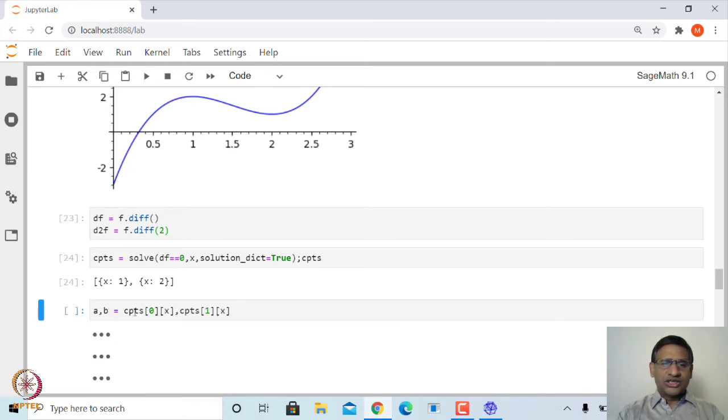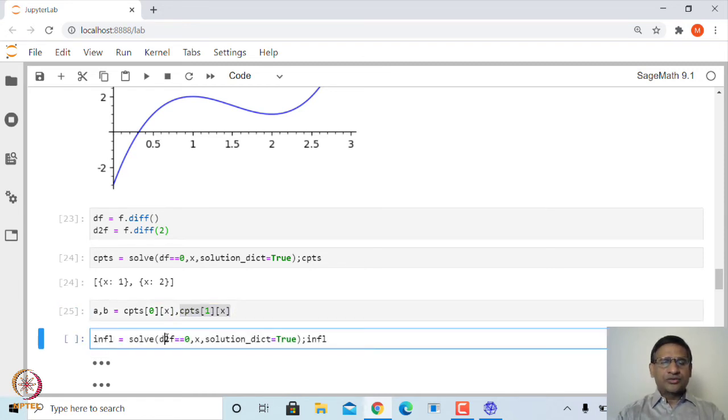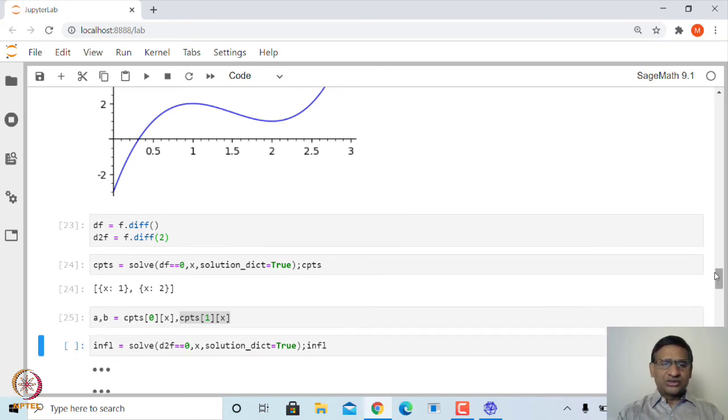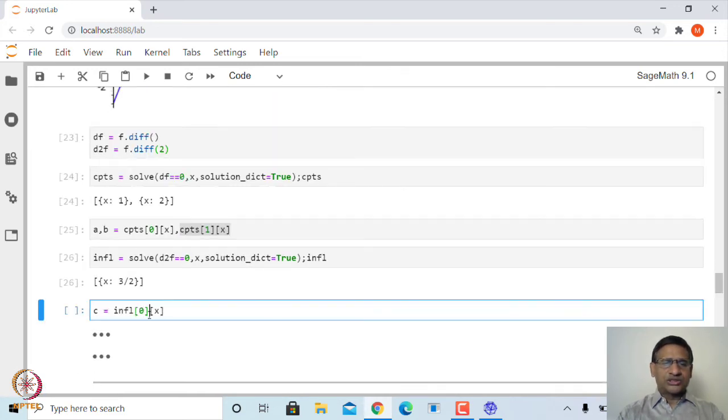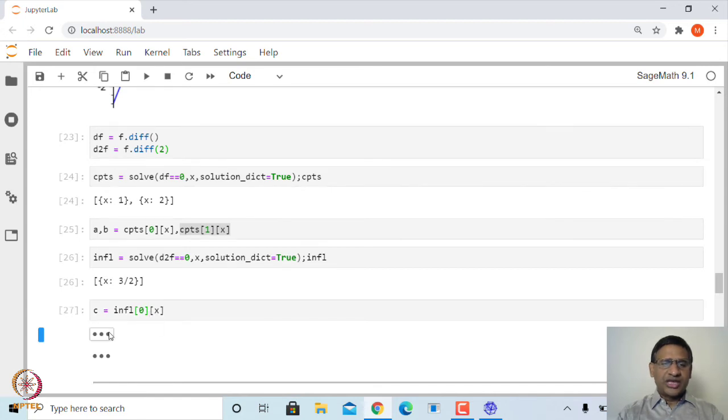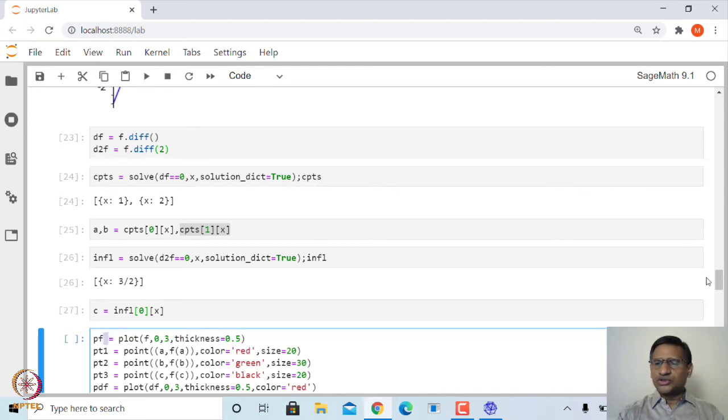Now, let us store these critical points in A and B. That is the advantage of using a dictionary, so that we can very easily extract the values, right. And then also find the point of inflection, that is the points at which the second derivative vanishes. So, solve the second derivative equal to 0, and in this case there is only one point, which is x equal to 3 by 2. This point let me call C. So, let us store this point of inflection in C, and then let us plot all these things together.